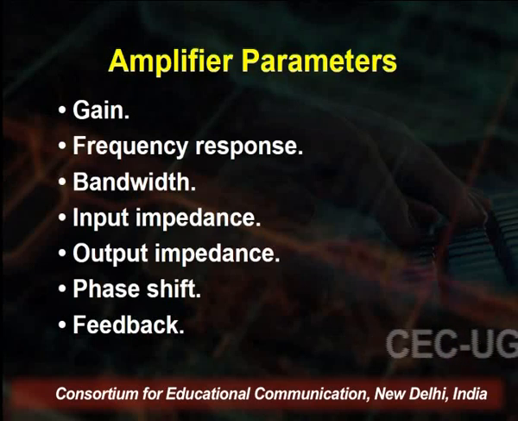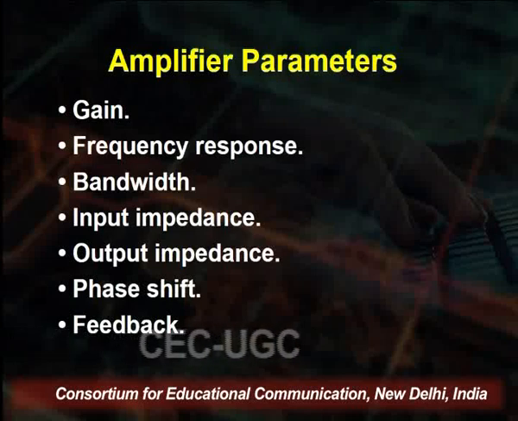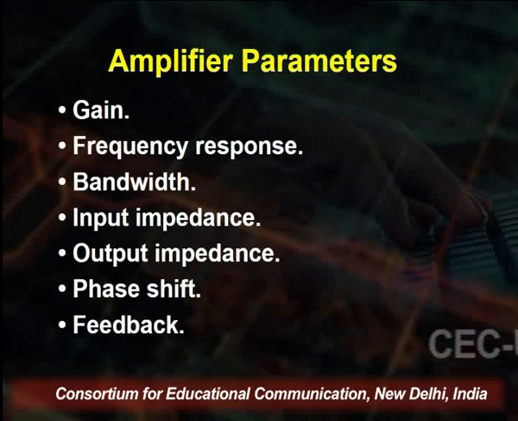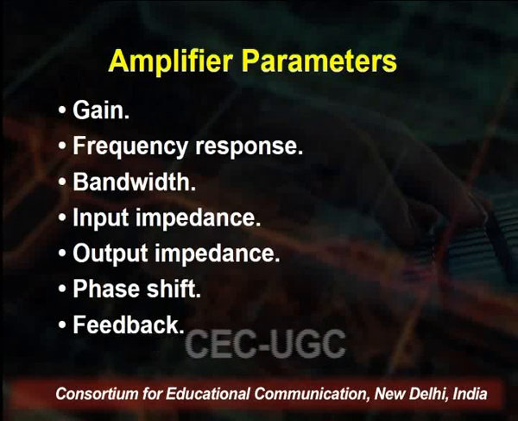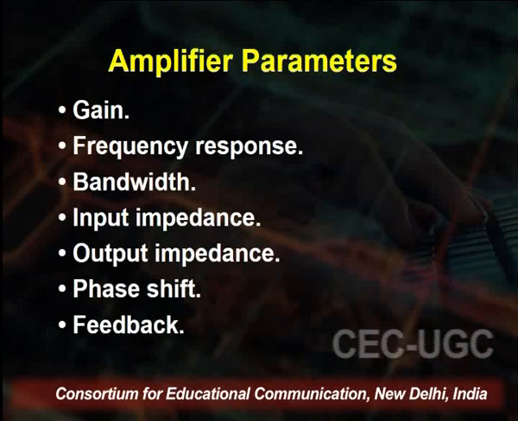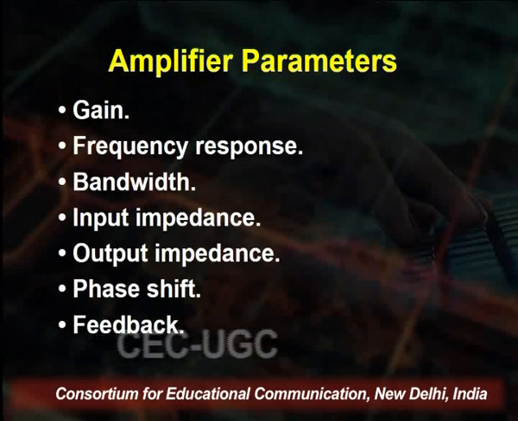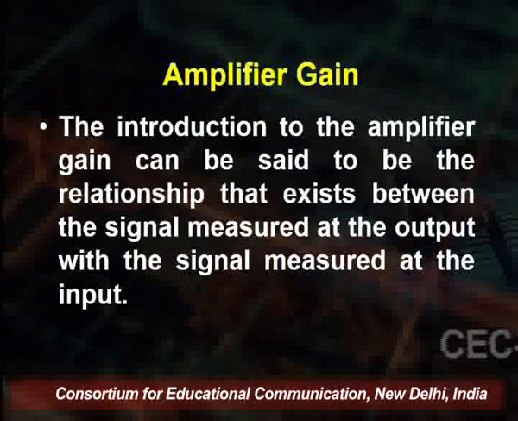Now the amplifier parameters, which are generally used to get the output of the amplifier. So what are the parameters? One is the gain, second is the frequency response, third is the bandwidth, then input impedance, output impedance, phase shift and feedback. Some of the common definitions we have already discussed, such as what is the gain and what is the frequency response. Now one by one we will see how we can adjust and get the amplifier parameters.